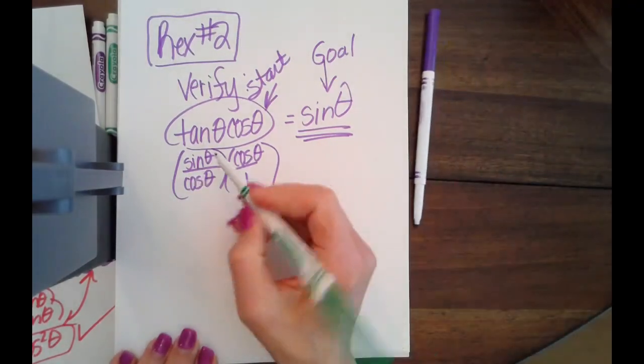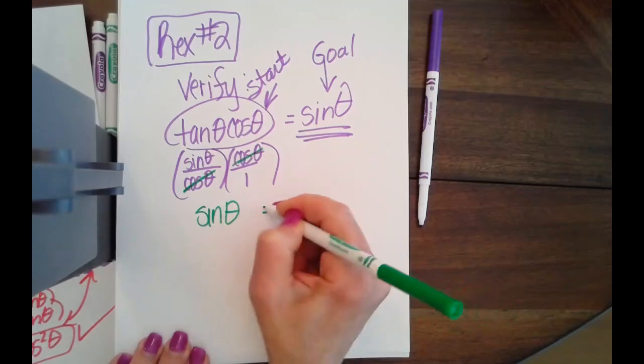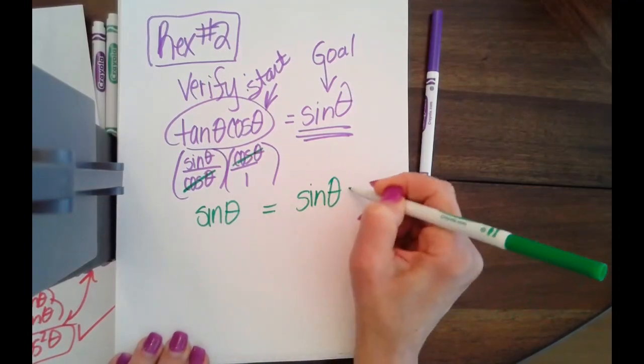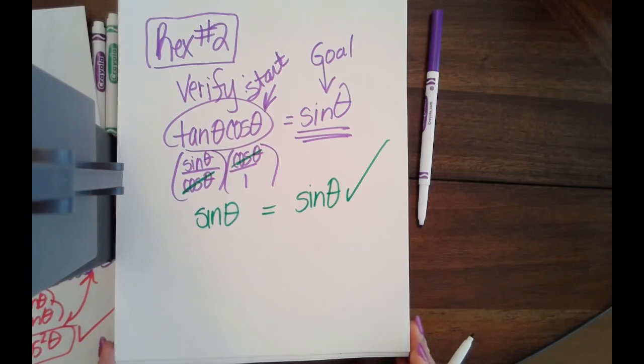Well, you can see what happens here. These are going to cancel. I'm going to be left with sine of theta on the left, and we've made a match to our sine of theta on the right. So we have verified that identity. Take a look at that. Super easy. That was multiplication. Multiplication ones are normally easier than the addition and subtraction ones.